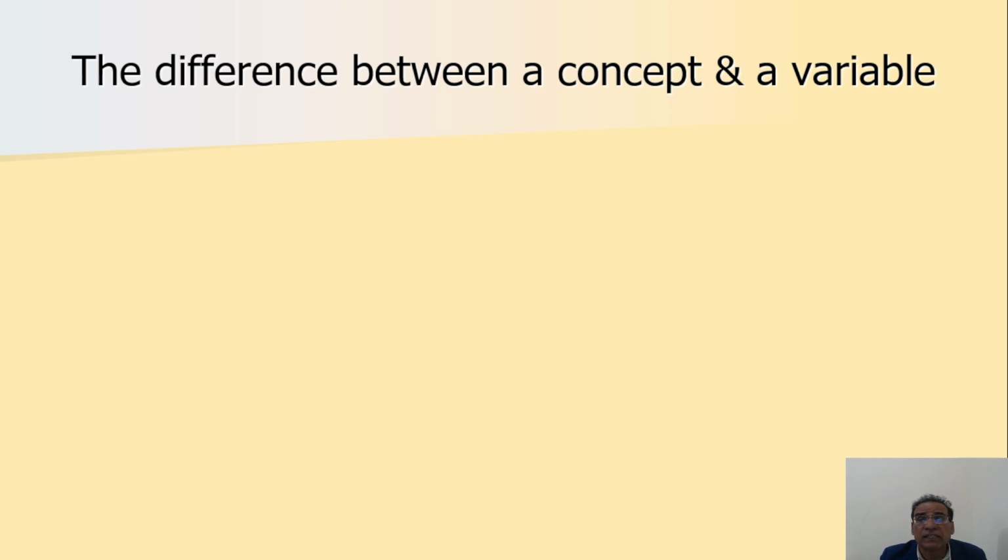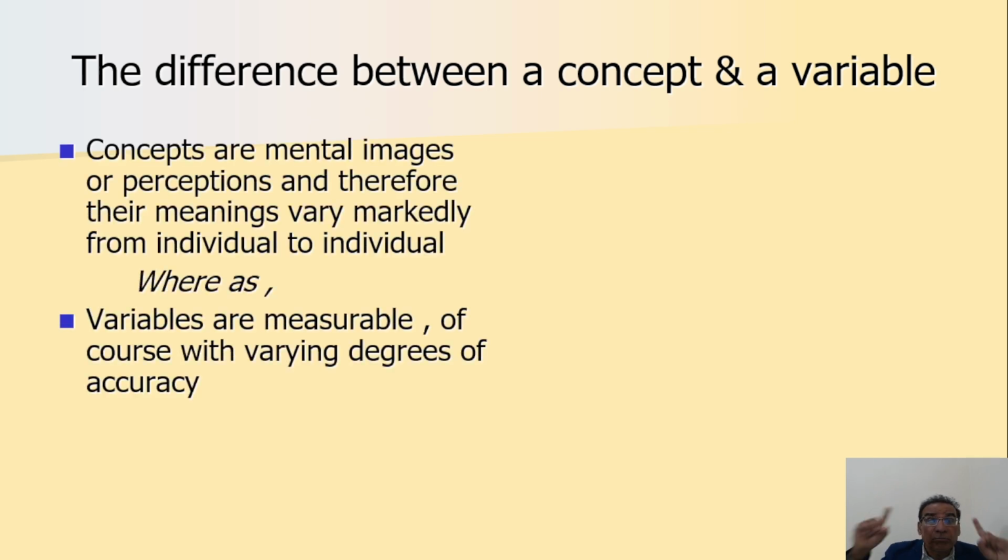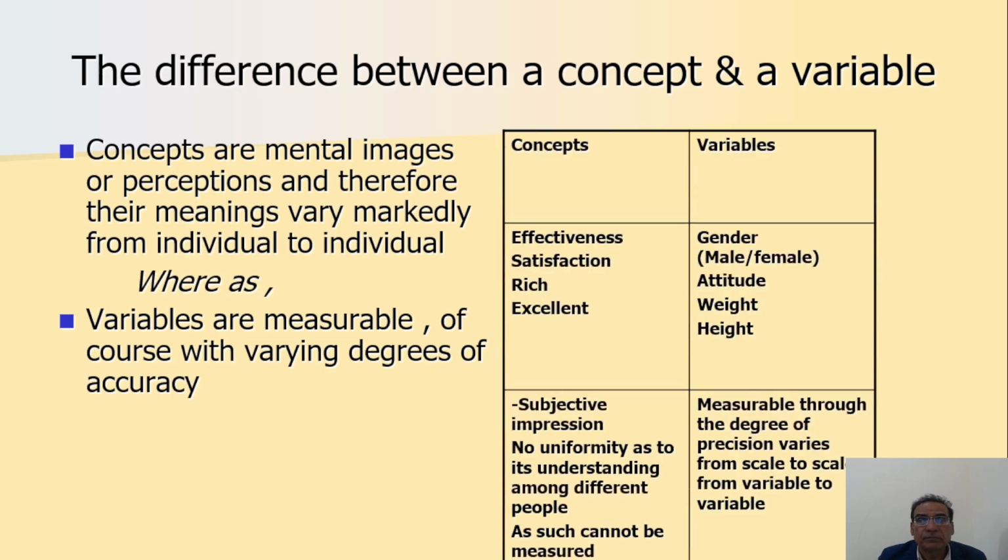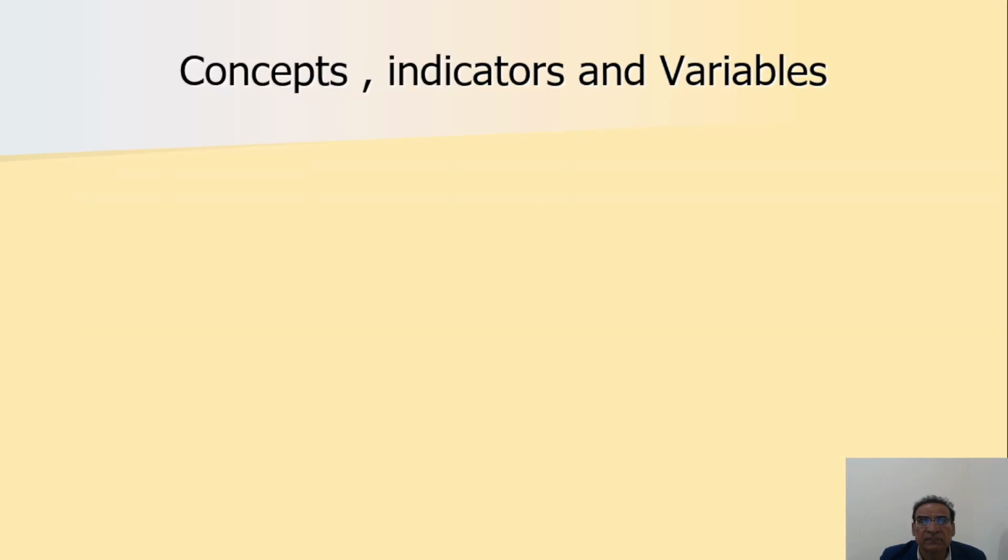The difference between concept and variable. Concepts are mental images or perceptions, and their meaning varies markedly from individual to individual, whereas variables are measurable, of course with varying degrees of accuracy. Concepts: effectiveness, satisfaction, rich, excellent. Variables: gender, male, female, attitude, height, weight. Concepts are subjective impressions with no uniform understanding; variables are measurable through a degree of precision.